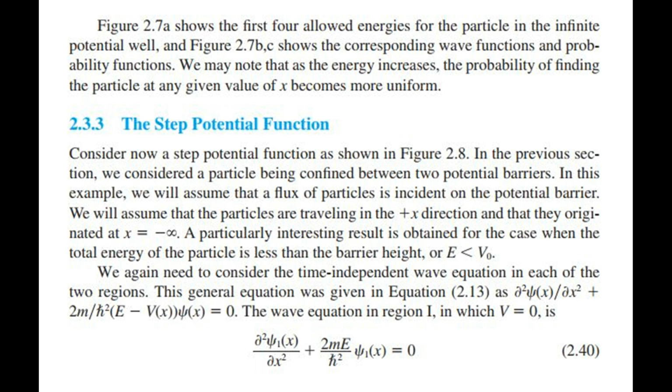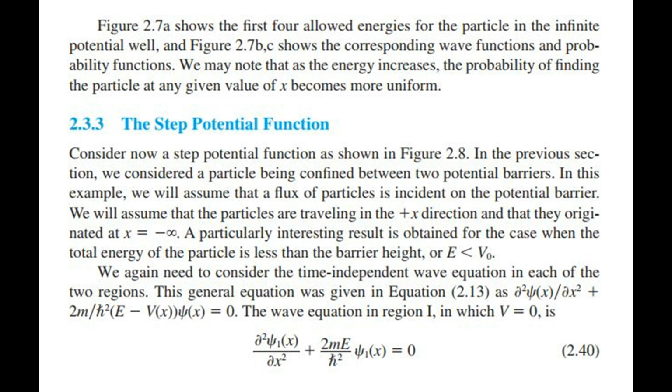We will assume that the particles are traveling in the +x direction and that they originated at x = -∞. A particularly interesting result is obtained for the case when the total energy of the particle is less than the barrier height, or E < V0. We again need to consider the time-independent wave equation in each of the two regions. This general equation was given in equation 2.13.